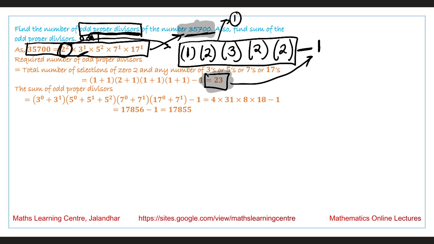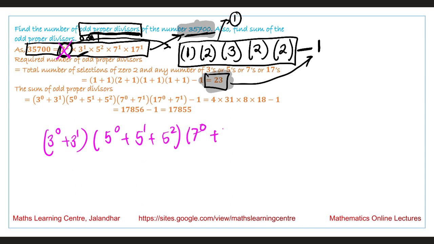Next is, find the sum of the odd proper divisors. So when we are talking about the sum of the odd proper divisors, it is 3 raised to the power 0 plus 3 raised to the power 1. We are not including the terms with the factor 2. Next it is 5 raised to the power 0 plus 5 raised to the power 1 plus 5 raised to the power 2. Then 7 raised to the power 0 plus 7 raised to the power 1. Then 17 raised to the power 0 plus 17 raised to the power 1.